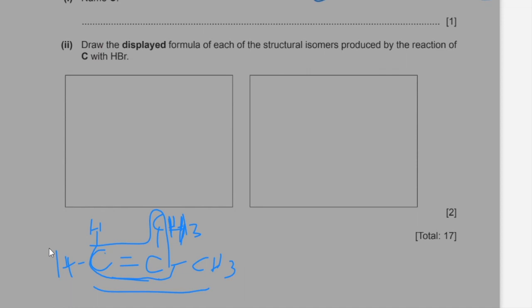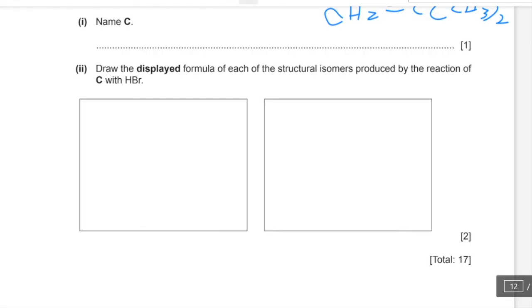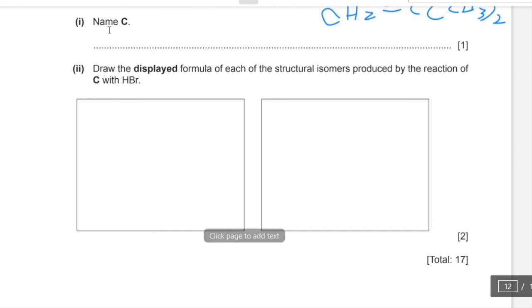So the main chain has 3 carbon atoms. That means it has to be propene, and since the methyl group is on the second carbon atom, the branch would be named as 2-methyl, and as you can see, the double bond is between the first and the second one, so it would be 2-methyl prop-1-ene. You always start by naming the branch first.